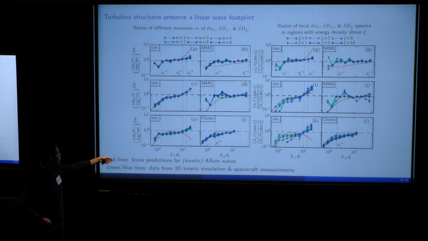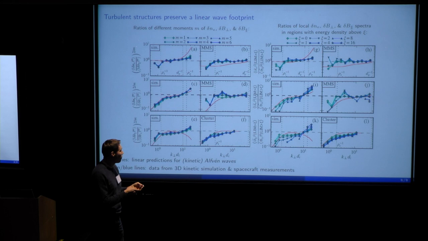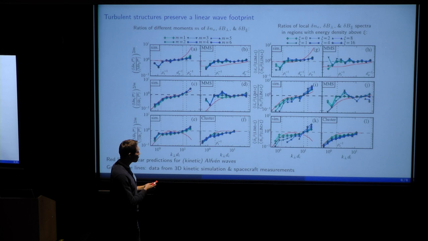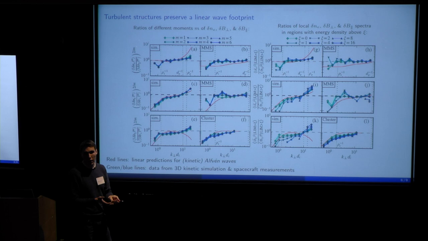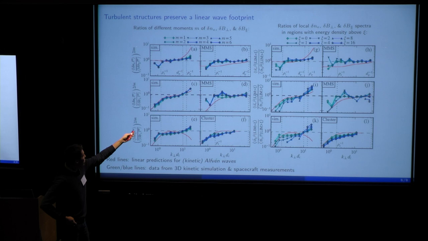what you can also do with wavelets, if you have complex valued wavelets, is compute a sort of local power spectrum, point by point. And then you can take conditional averages of those spectra over regions where the spectral density is above some threshold Xi in some normalized units. So here we vary this threshold Xi on the right, and on the top we vary the order of the moments.